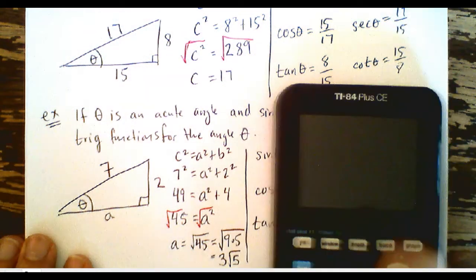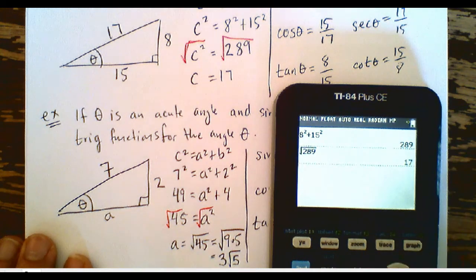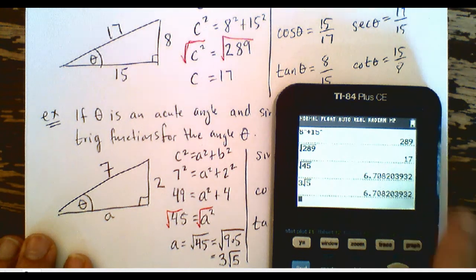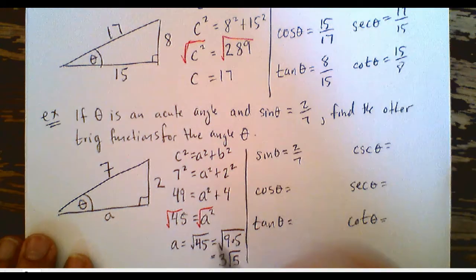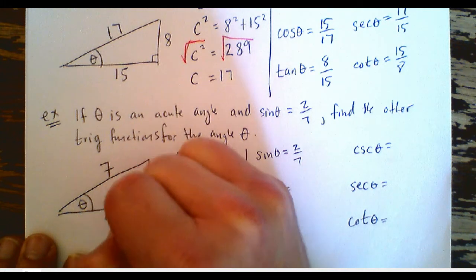We'll just check that real quick in the calculator. So what is the square root of 45? 6.7-ish. And 3 square root 5, also 6.7-ish. So our a is 3 root 5.